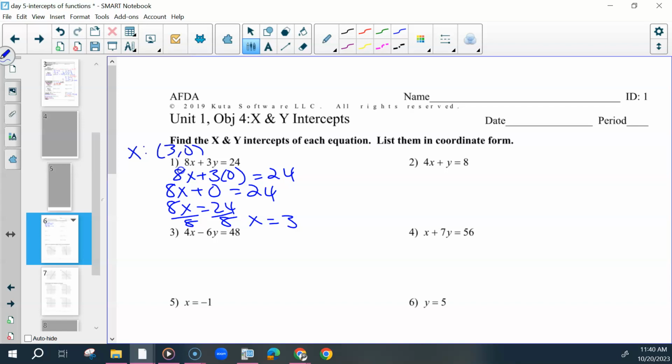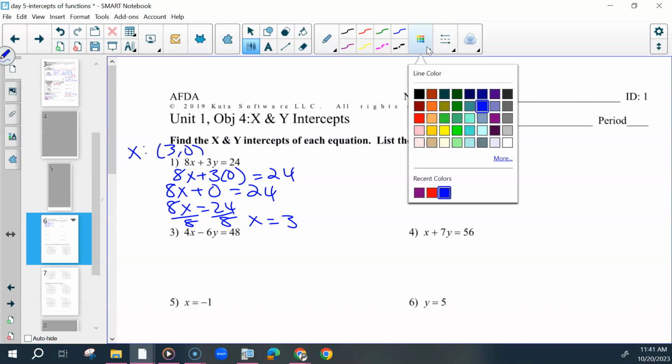Do we have questions on how we found that? Will it always be 0 for the number you put in? For intercepts, yes. This is to show you how to practice at home, how to check yourself at home.